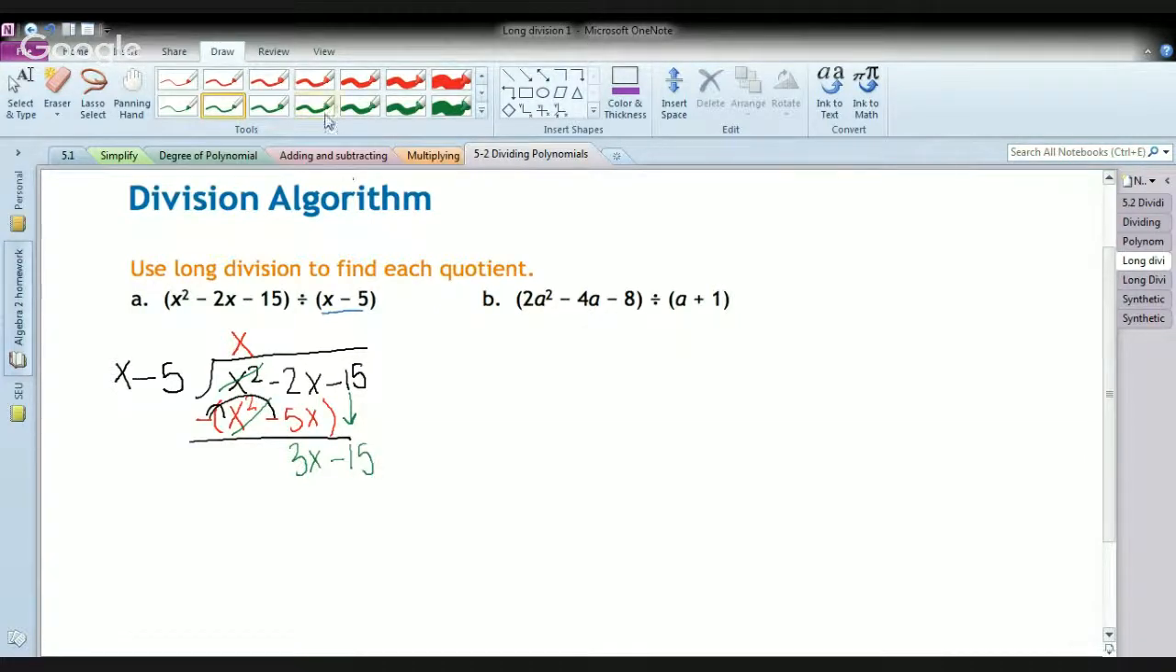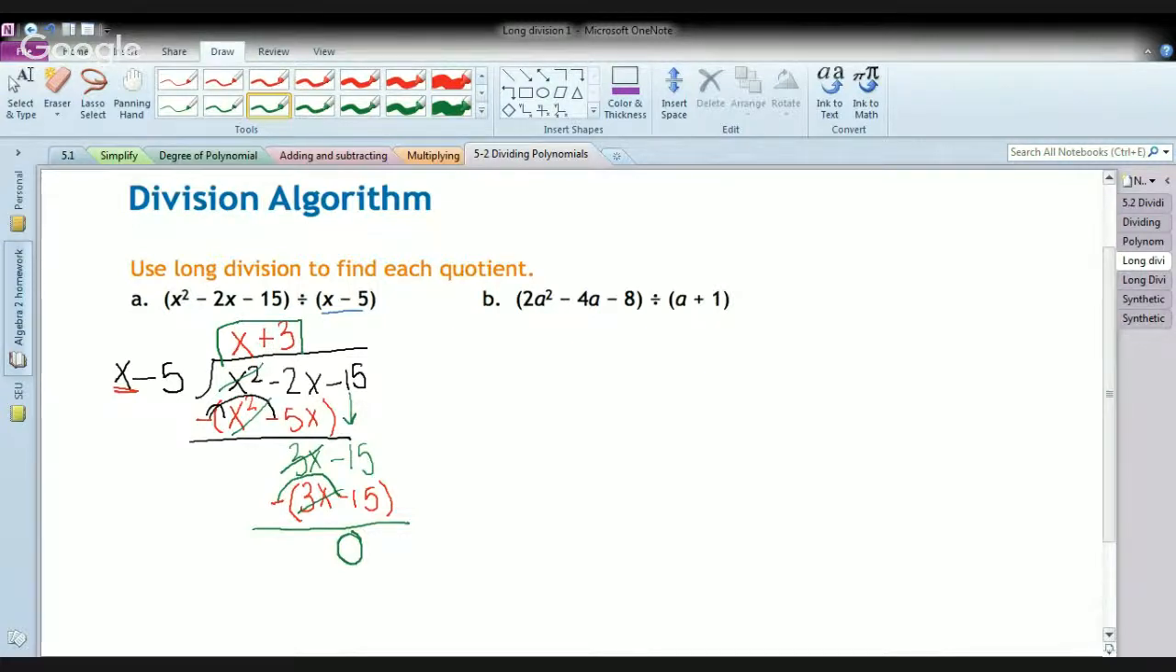And we start the process over. We ask ourselves, x times what is going to give me 3x? And I want a positive 3x. So I'm saying plus 3. So x times 3 gives me 3x. Then negative 5 times 3 gives me negative 15. And all of that we are subtracting. So 3x minus 3x is going to cancel. And a negative times a negative, so I'm getting negative 15 plus 15, so I'm left with 0. So we have no remainder. x plus 3 is my final answer.